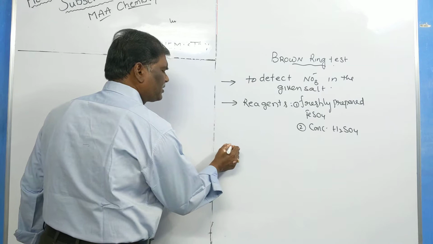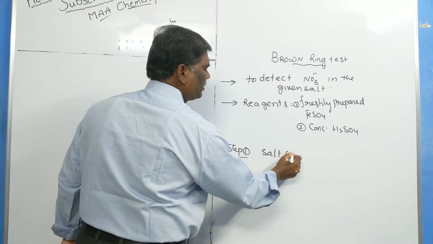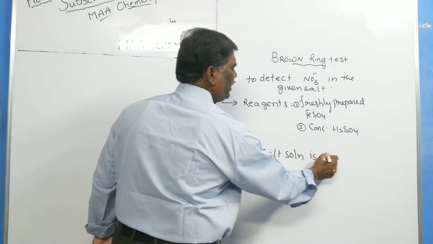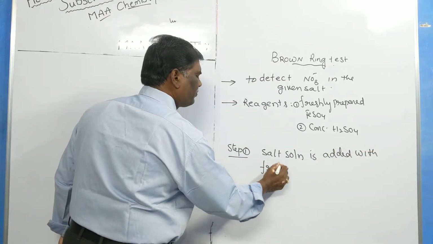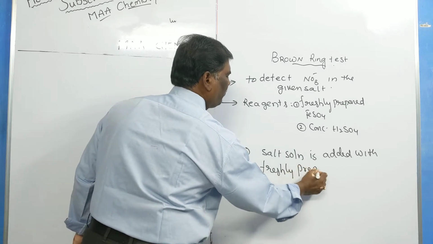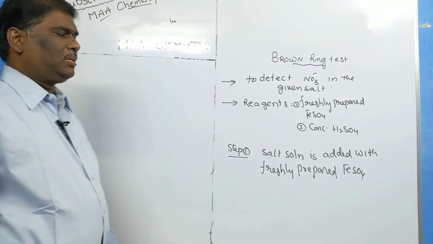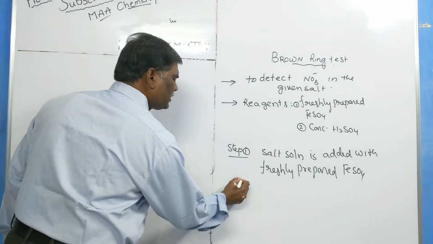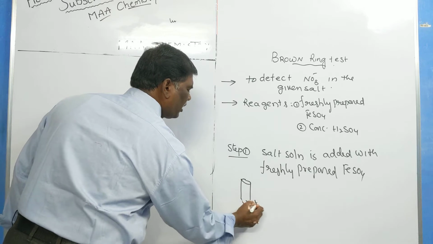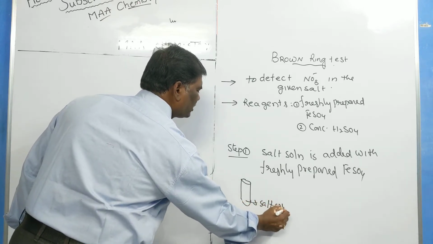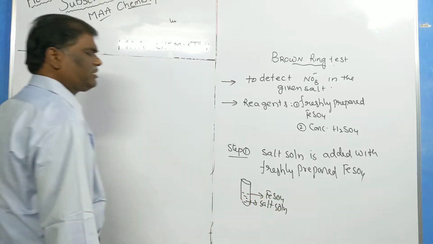What is the method? Step 1 is the salt solution. The salt solution is added with freshly prepared ferrous sulfate. Let us suppose it is present in a test tube. So the test tube has the salt solution, and we are adding freshly prepared ferrous sulfate.